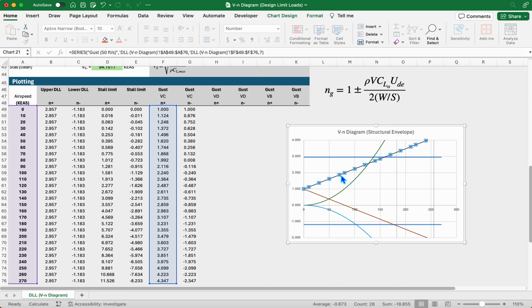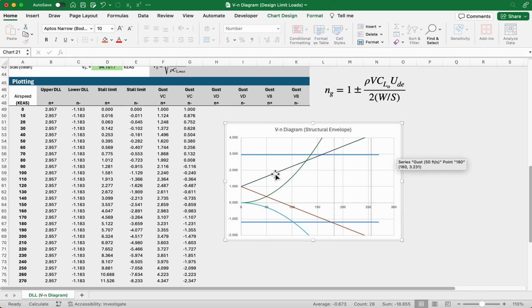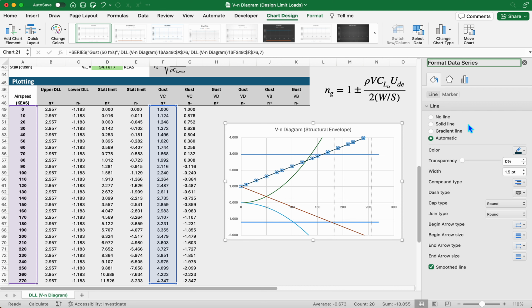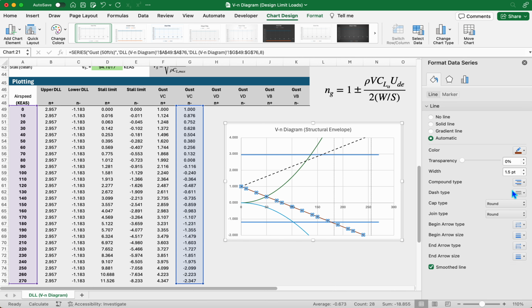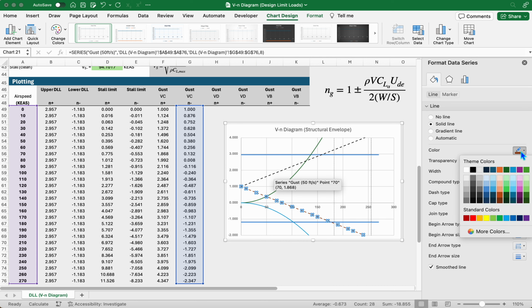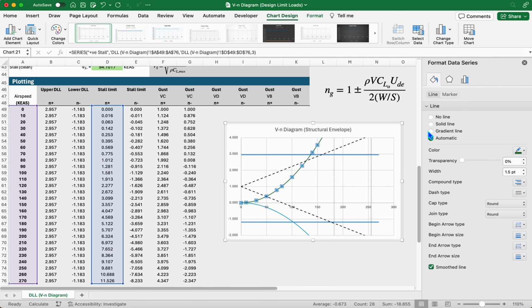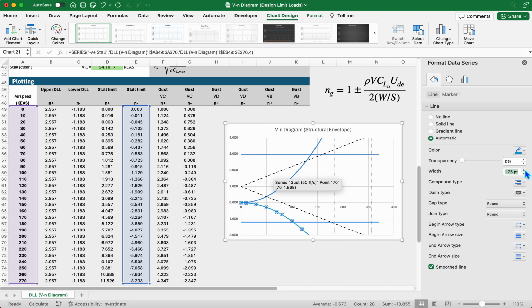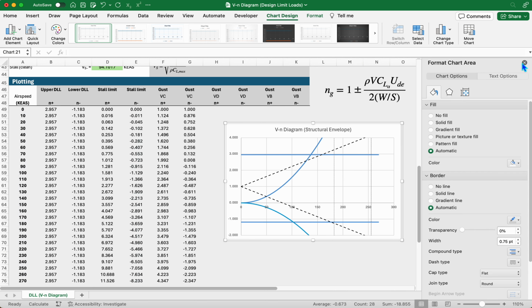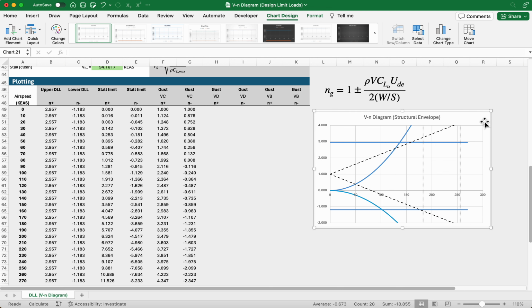So to distinguish these, I'm going to change their color as well. I'll make them black, and I'll have them as dotted lines, or dashed lines. So these dashed lines are our gust speeds. I'm going to change our stall lines to be blue because these are forming part of the boundary. And we're starting to get a better picture of our structural envelope.